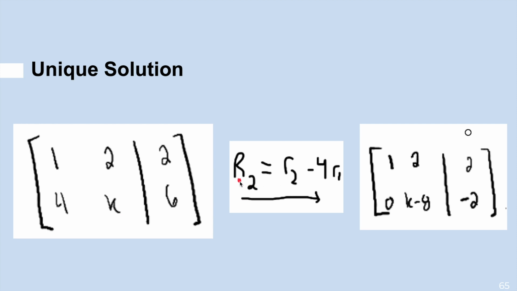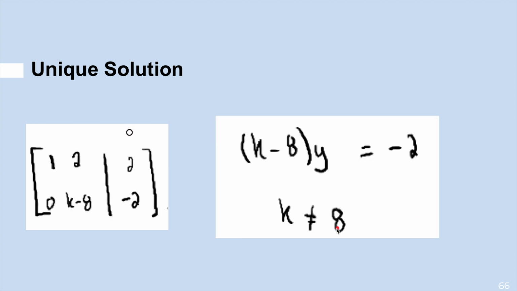To do that, we take row 2, this entire row 2, and that's equal to the old row 2 minus 4 times row 1. So 4 minus 4. Here you see that I did k minus 8. That's because k minus 4 times 2 is 8. And I just write it like this in the matrix itself. Same thing here. 6 minus 4 times 2, 6 minus 8 is -2.